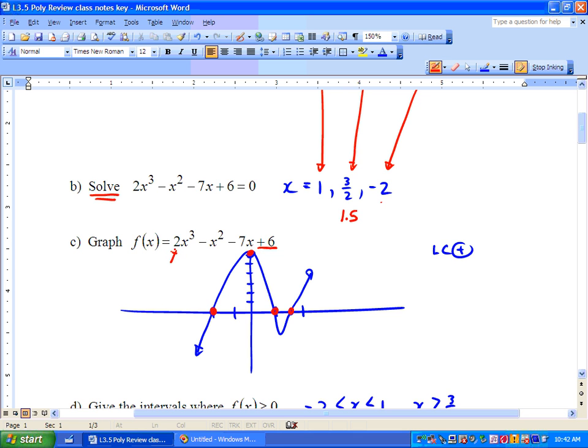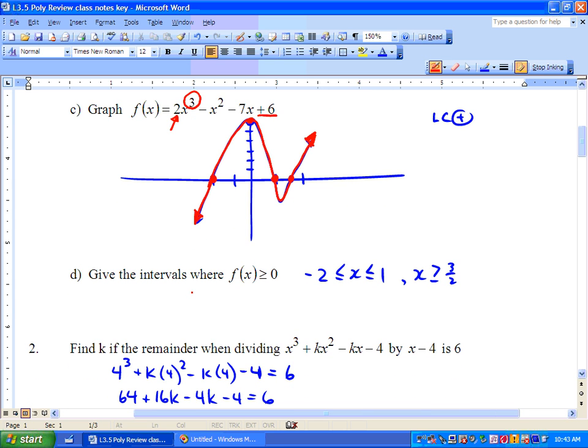Looking at the leading coefficient, it's positive, which means it goes up to the right, so we have that. The degree of this polynomial is 3, which is an odd number, so you know it goes down to the left because it has to go in opposite directions. And each one of these factors occurred only once, and so you know at every x-intercept it just passes through the x-axis, and so you just draw your polynomial.